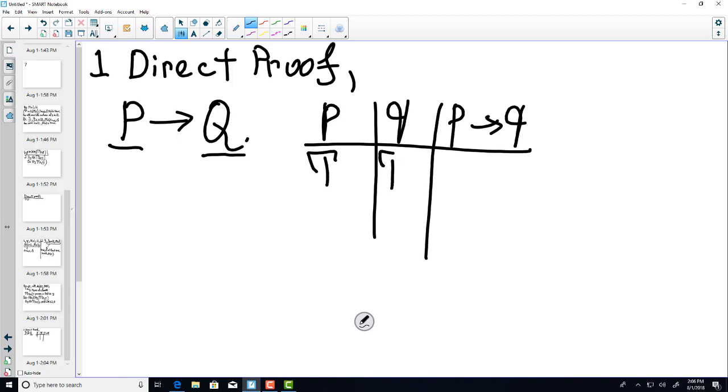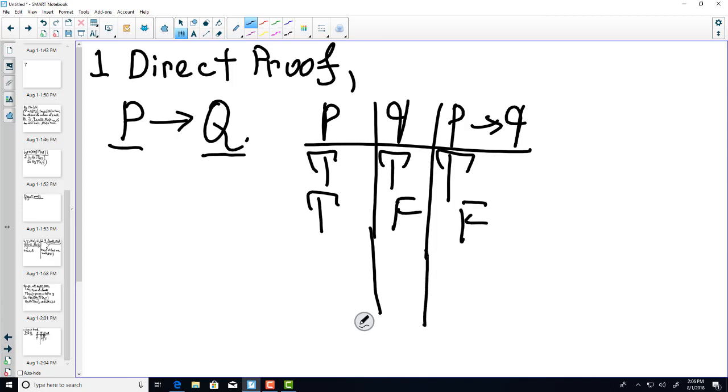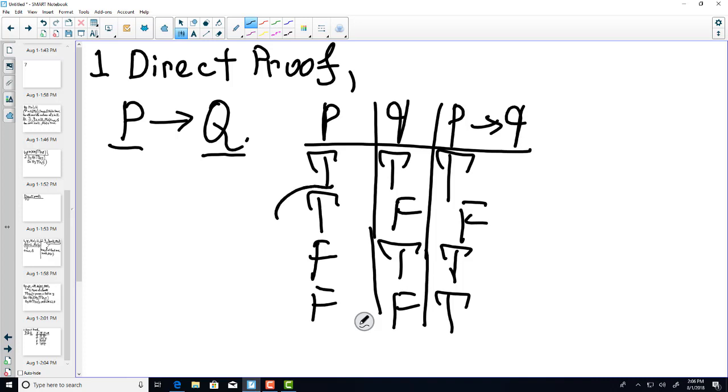If P is true and Q is true, then this is true. If P is true and Q is false, then this is false. And for the rest, it's true. So basically the conditional from P to Q is true as long as it's never the case that P is true and Q is false. The only case where the conditional from P to Q is false is when P is true and Q is false.